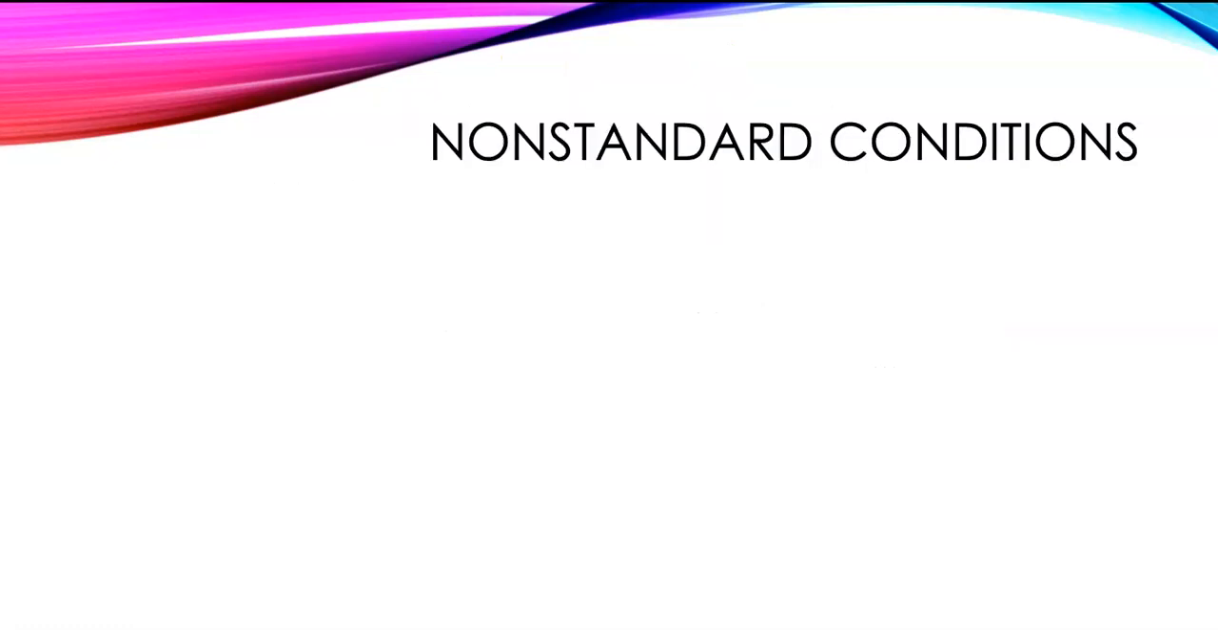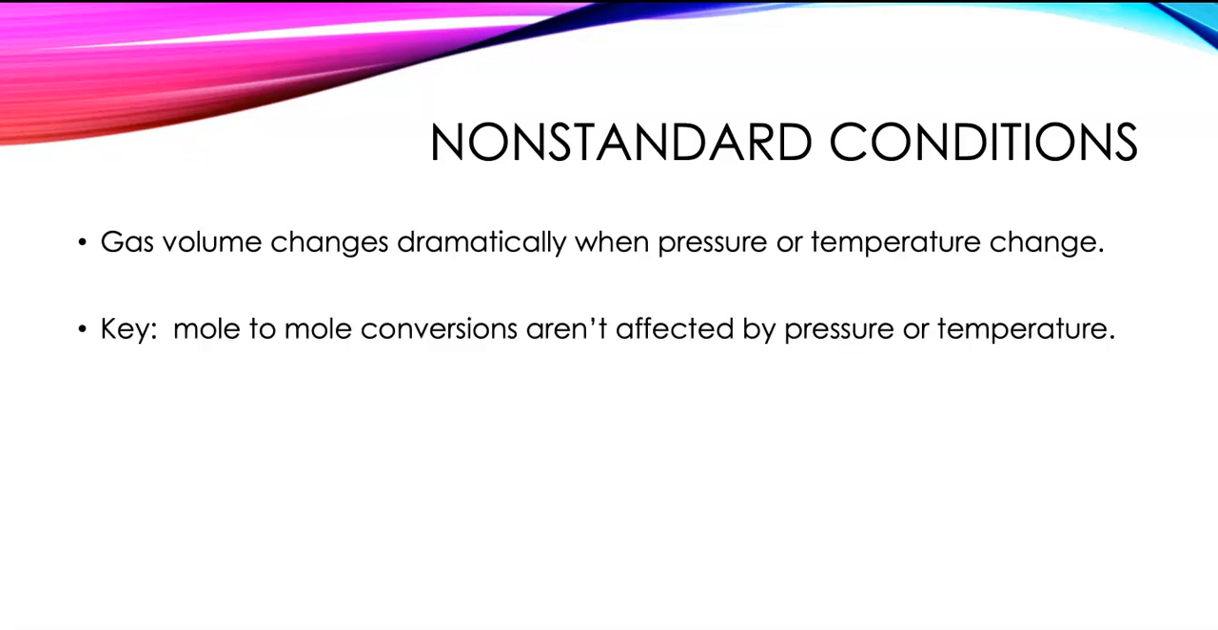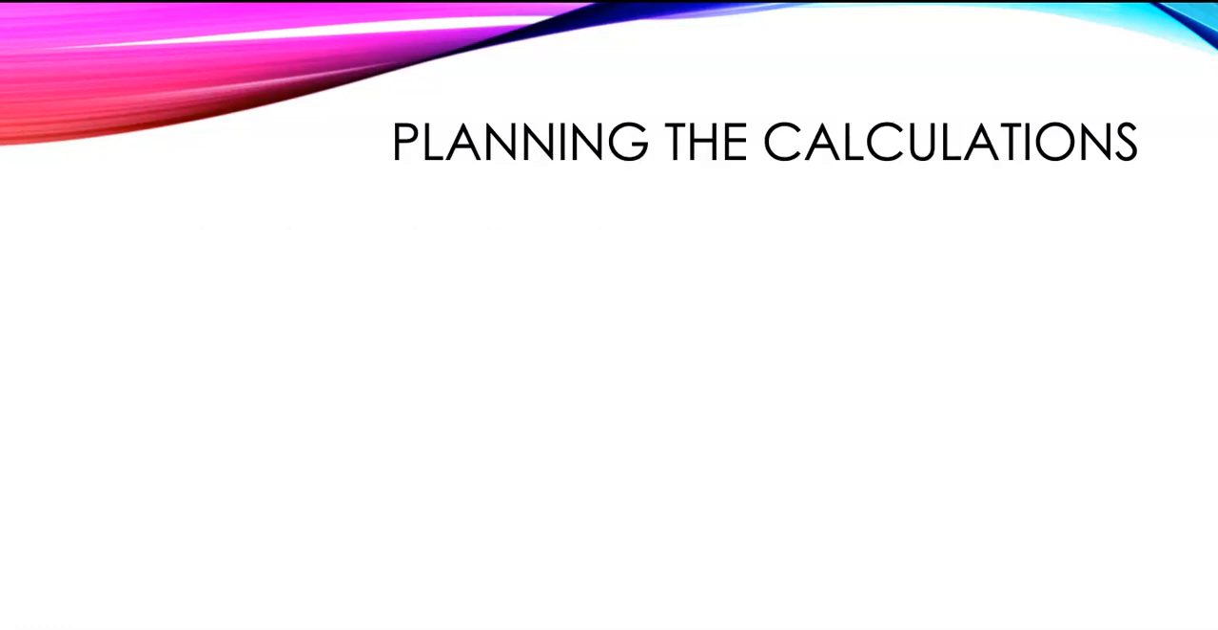So what do we do when we're at non-standard conditions? If we're not at 0 degrees Celsius and 1 atmosphere of pressure, how does that affect what we do in terms of the math? What we have to remember is that gas volume can change dramatically when the pressure of the gas changes or when the temperature of the system changes. But mole to mole conversions aren't affected by this. And so we can do a gas calculation to account for pressure and temperature changes, but the stoichiometry conversions are not going to be affected, and that's just regular dimensional analysis. So this usually gives us some choice in pathways to proceed through the problems. It does mean that we want to plan out our calculations.